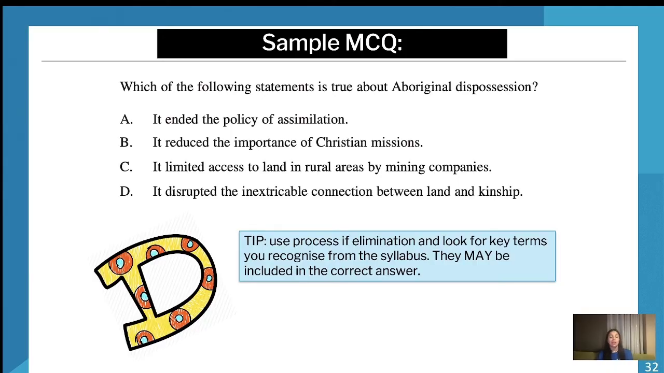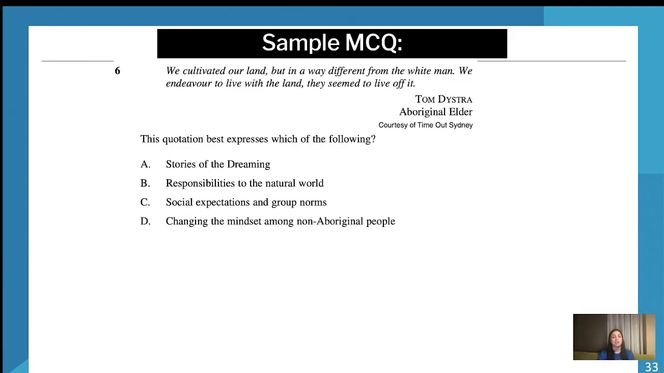Now, saying that Aboriginal dispossession limited access to land in rural areas by mining companies, that works more for the Wik decision rather than dispossession. Reducing the importance of Christian missions and ending the policy of assimilation, well, it's not true to say that it ended the policy of assimilation, because they work hand in hand. And it didn't reduce the importance of Christian missions, it increased it, because that's where they were separating and taking Aboriginal peoples too. So that's why elimination is going to work in this case. Let's look at this one.